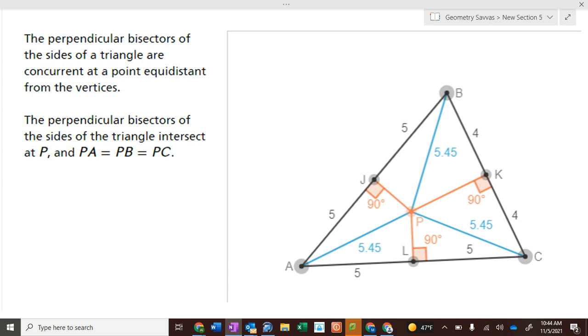The Pythagorean Theorem. You will have 2 Pythagorean Theorem problems today, where you have to find a certain side. If you're finding the hypotenuse, what letter is that? C. The hypotenuse is C. The other 2 legs are A and B.